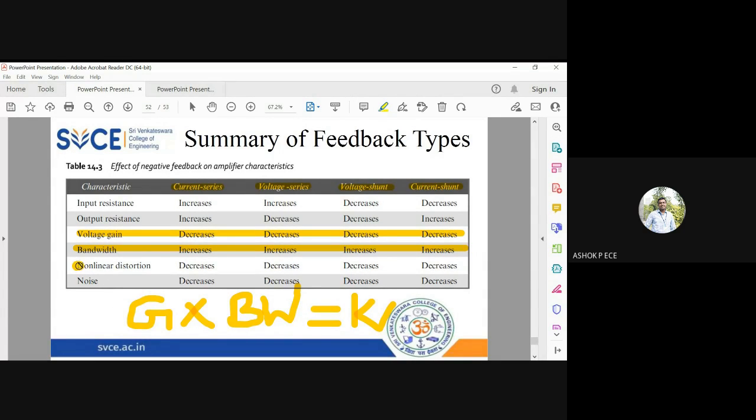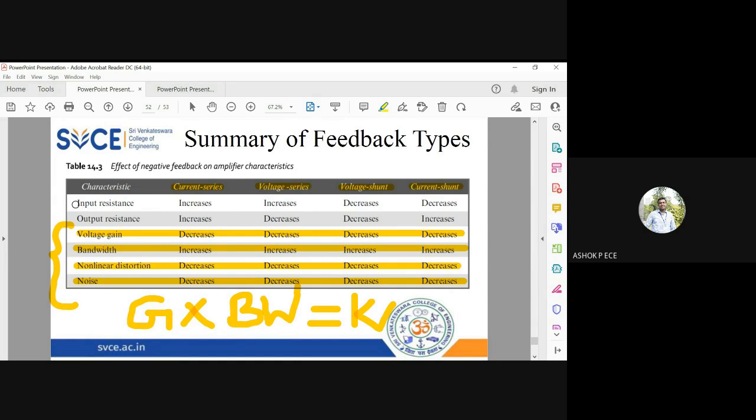This non-linear distortion will decrease always for any feedback. The distortion will decrease for any feedback. The noise will decrease. So these 4 parameters are the same. So you need not learn them by heart. See the table: all are decreasing for voltage gain, all are increasing for bandwidth, all are decreasing for nonlinear distortion, and all are decreasing for noise. See, these are logical: when you apply negative feedback, gain will decrease, bandwidth will increase, noise will decrease, distortion will decrease.